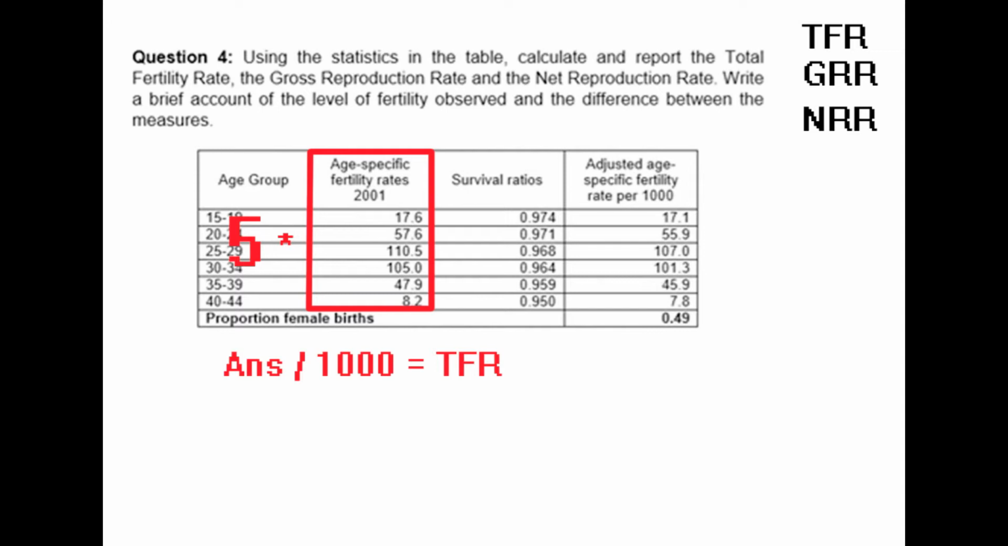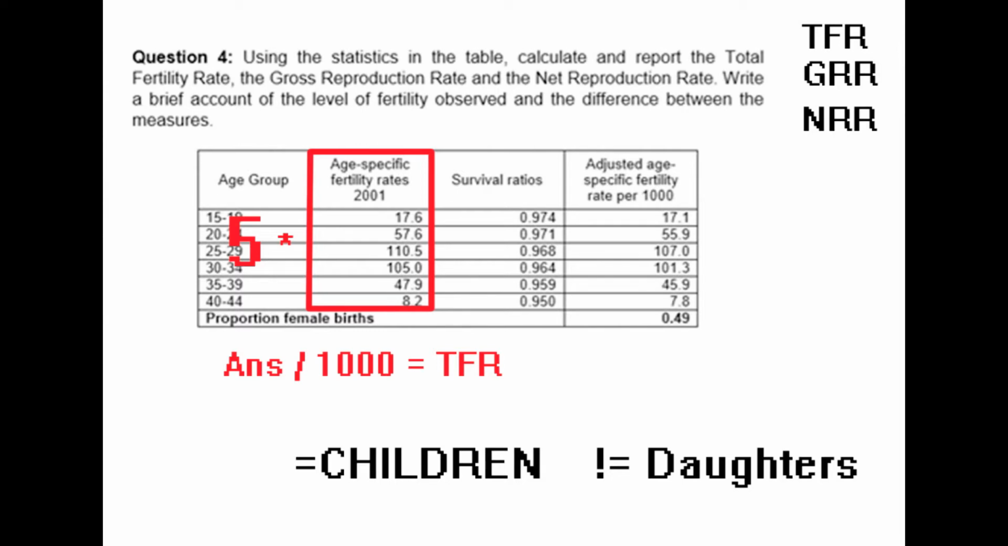So this value is the average number of children born to any single woman. Note that this is children and not daughters. This is what screwed me up learning it, and this is why I'm going over it in this video.